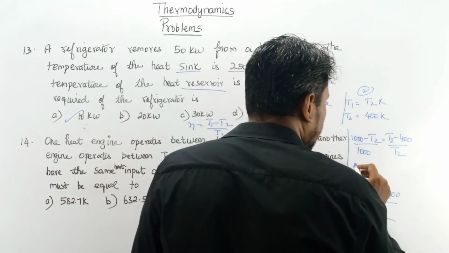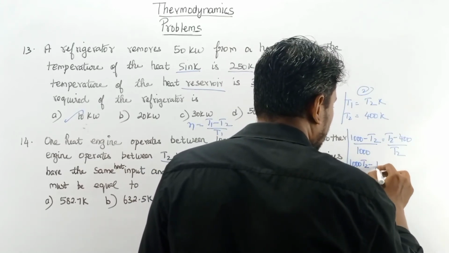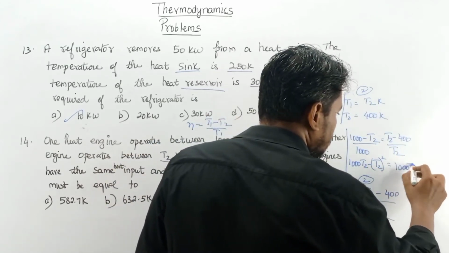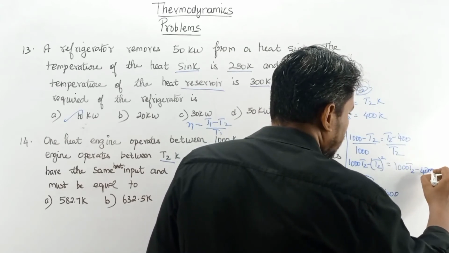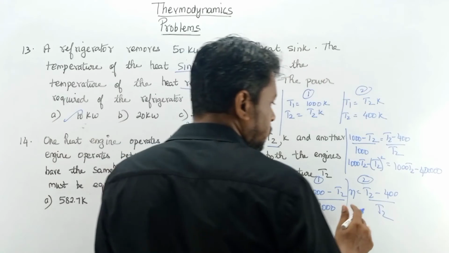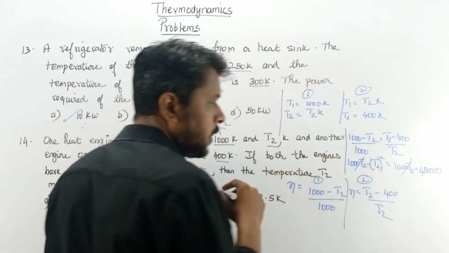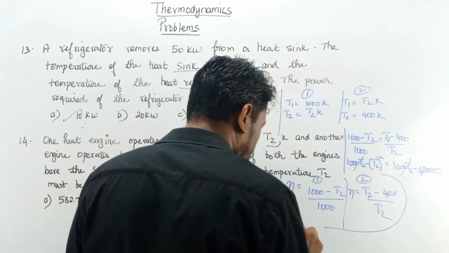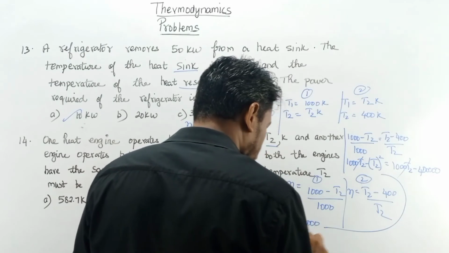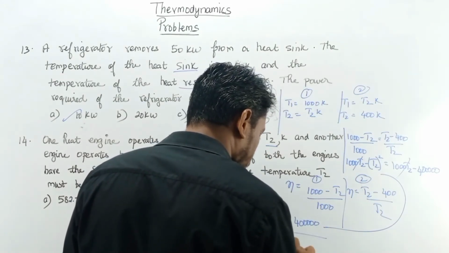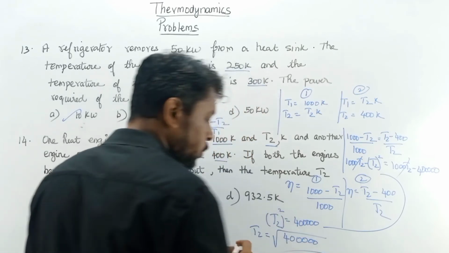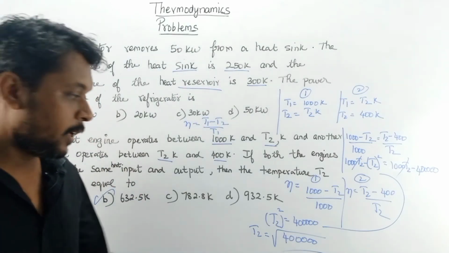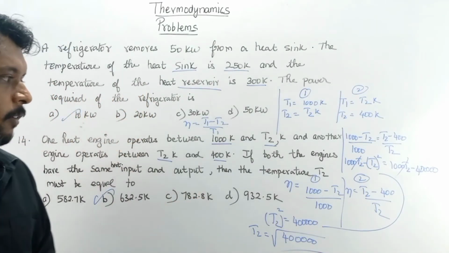When you cross multiply, it is 1000 T2 minus T2 square is equal to 1000 T2 minus 400,000. From here we can see that the 1000 T2 and 1000 T2 get cancelled. So T2 square will be equal to 400,000, and T2 will be equal to the square root of 400,000. When you take the square root of this value, you get the answer as 632.5 Kelvin. So the T2 value is 632.5 Kelvin.